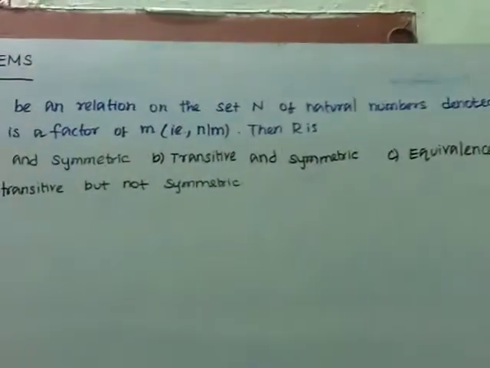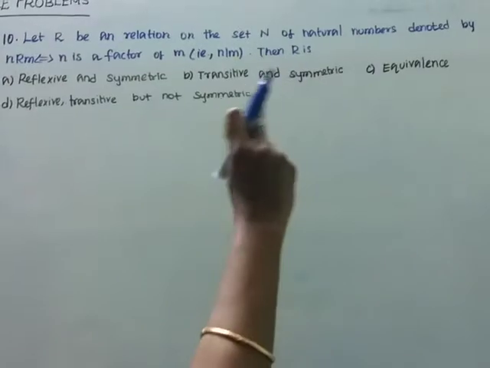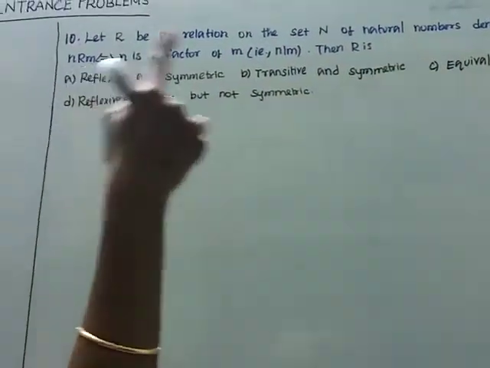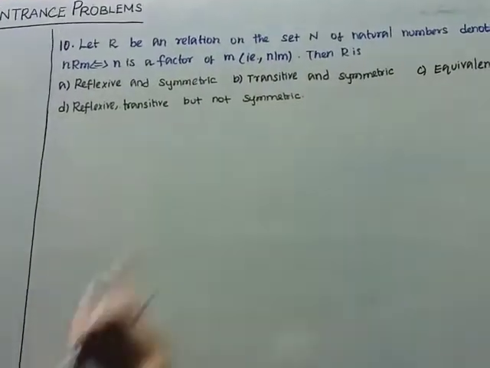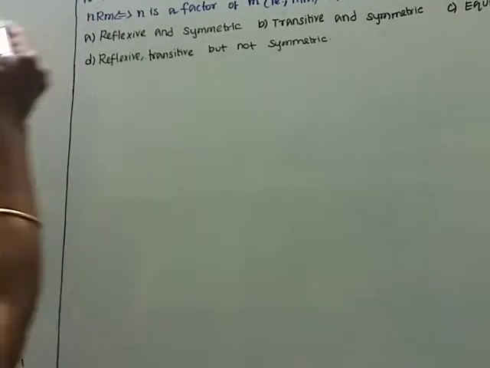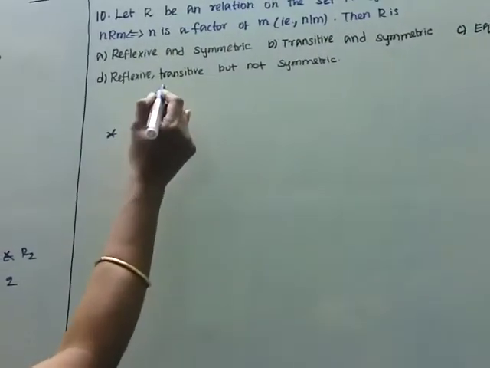Okay. Let R be a relation on the set N of natural numbers denoted by n R m if and only if n is a factor of m. That is, n divides m. Okay. So last இங்க பார்த்ததே தான் அதே கான்செப்ட் a divides b மாதிரியே வருங்க சரியா. So n is a factor of m.